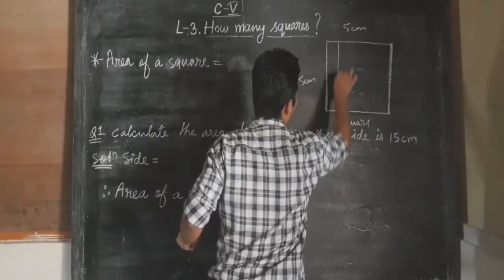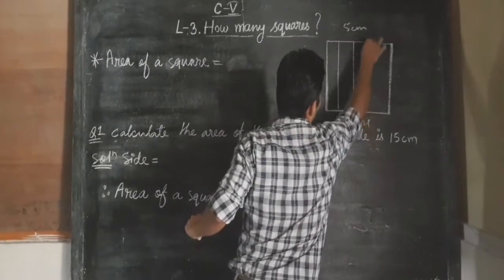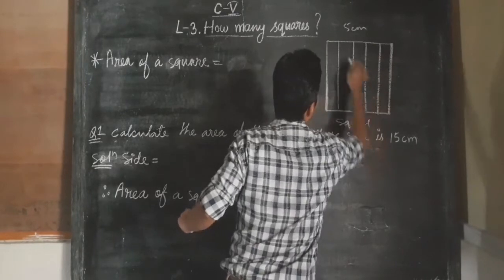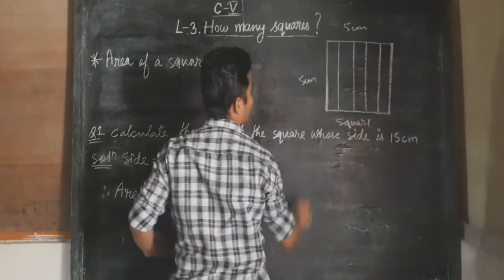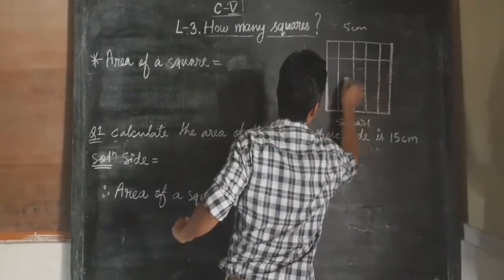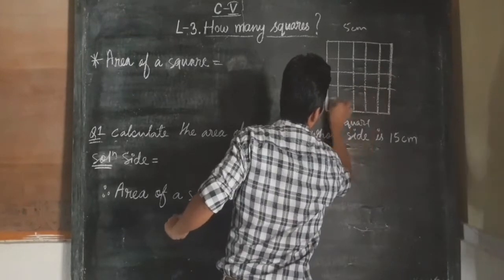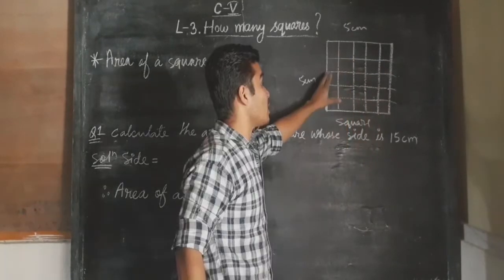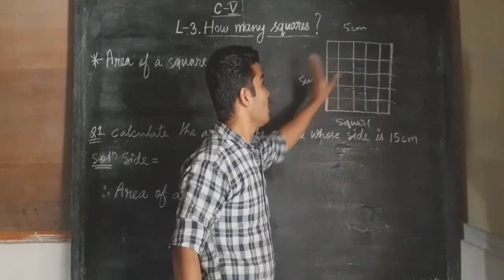You can see here 1, 2, 3, 4, 5. We got 5, and from here also we will divide, 1, 2, 3, 4, 5. Here also I got 5. How many small squares are there in this big square?